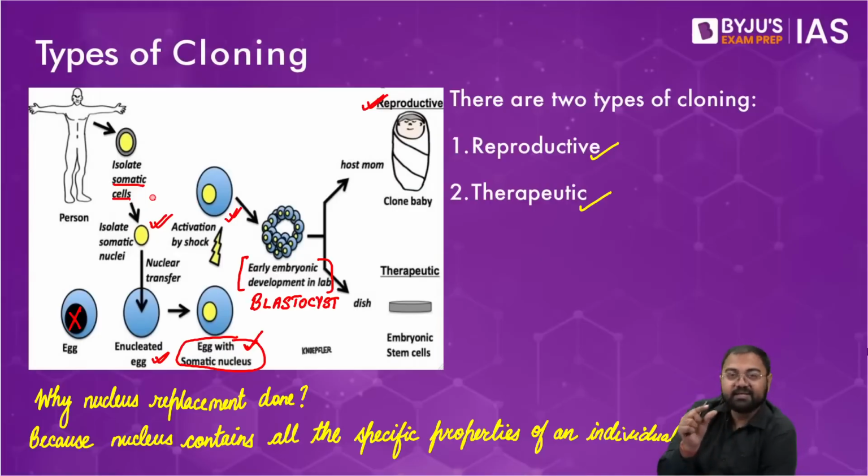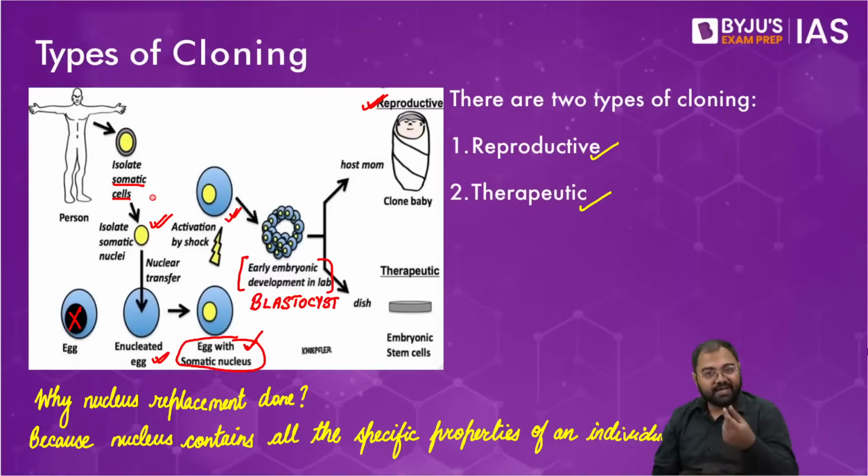The nucleus of the somatic cell will be inserted inside an enucleated cell. Enucleated meaning the cell that does not have a nucleus. So because we have already removed the nucleus of this egg cell, we insert this nucleus inside this enucleated egg cell, and then with the help of electric shock and chemicals, we will produce a blastocyst, which is a bunch of undifferentiated cells.